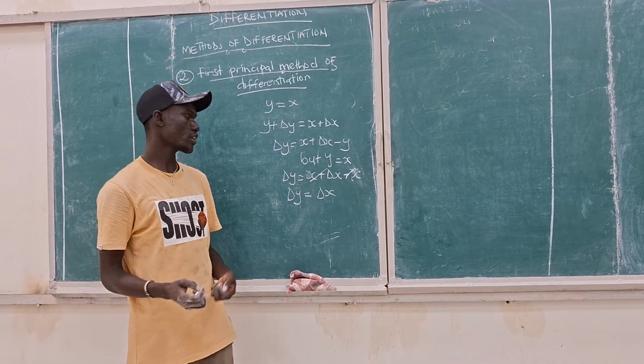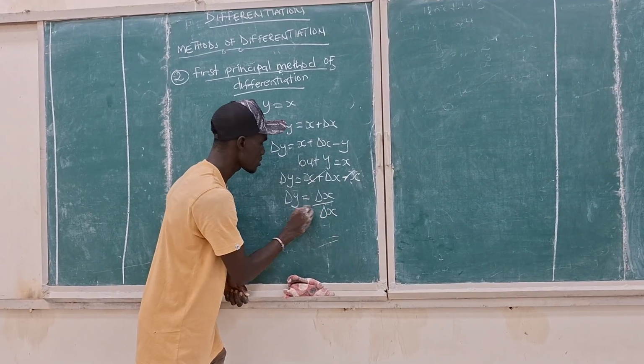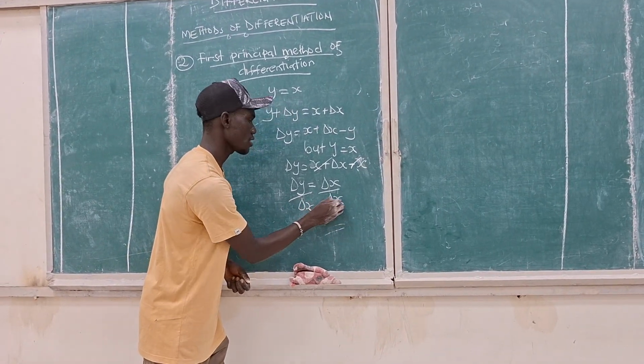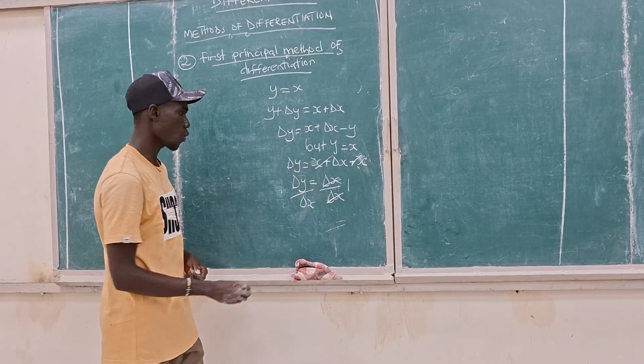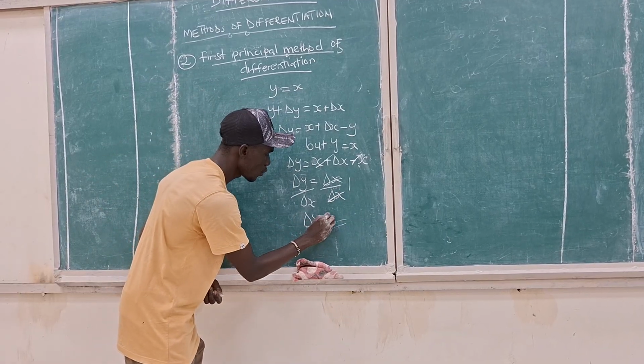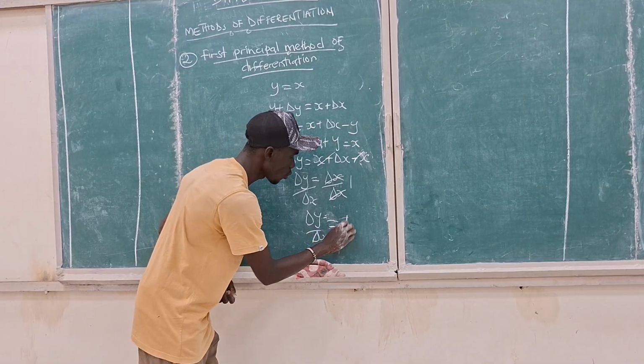Therefore, you introduce changing x in both sides of the equation, dividing both sides by changing x. Changing x divided by changing x, we are going to remain with 1. Therefore, dy over dx will be equal to 1.